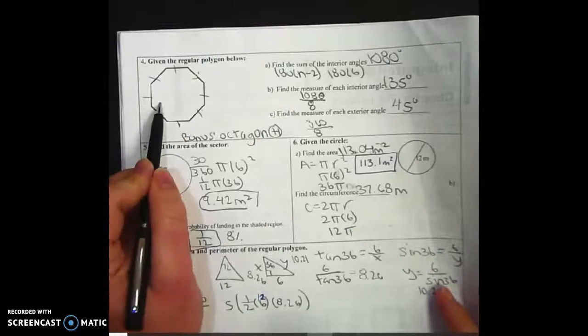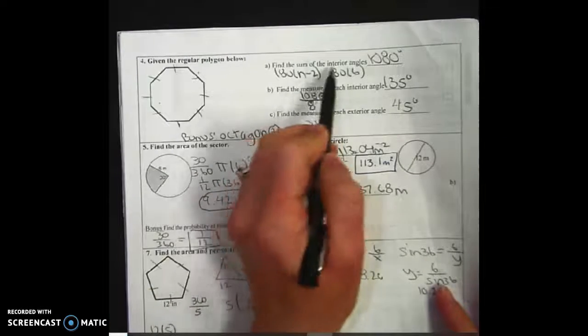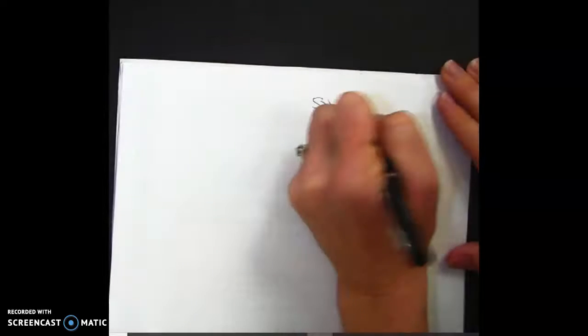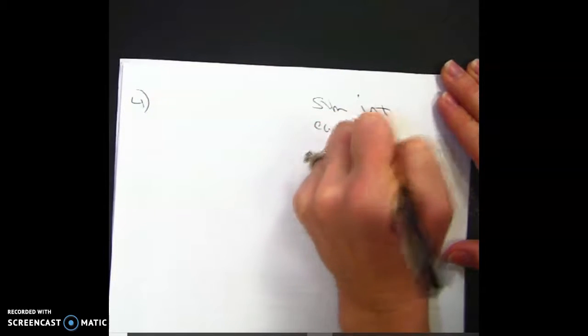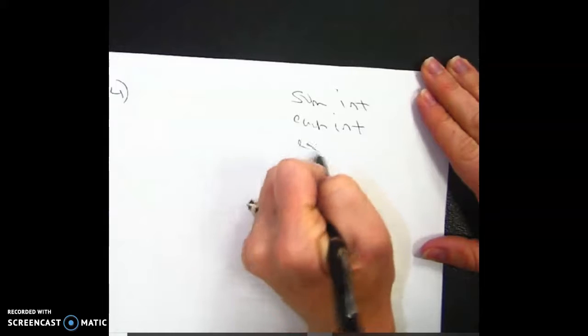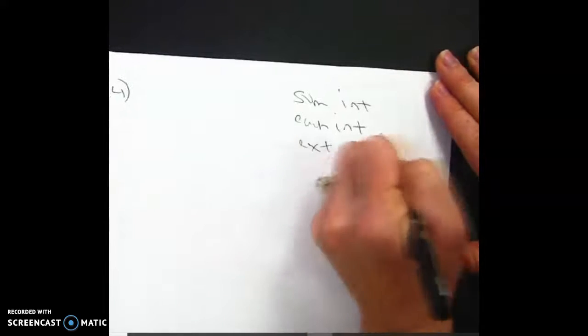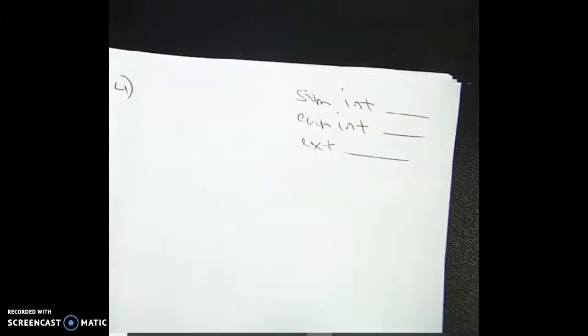All right, so we're on the back, number 4. They want you to find the interior, so they want you to find the sum of the interior. This is number 4. Each interior, and then an exterior. Okay, a lot of you did great on this, but let's just make sure you're solid, okay?